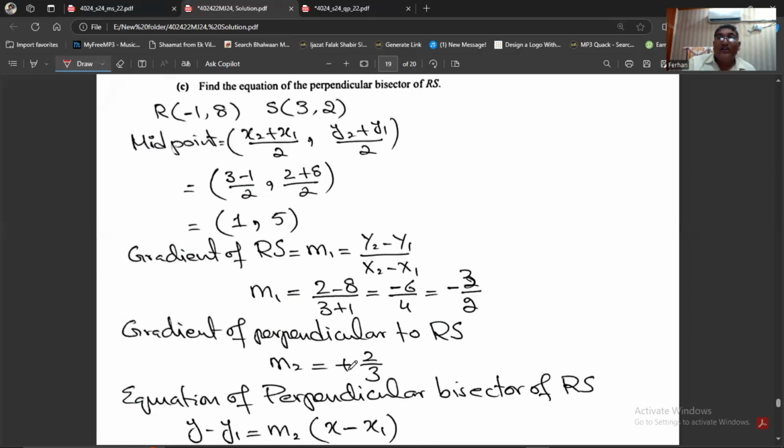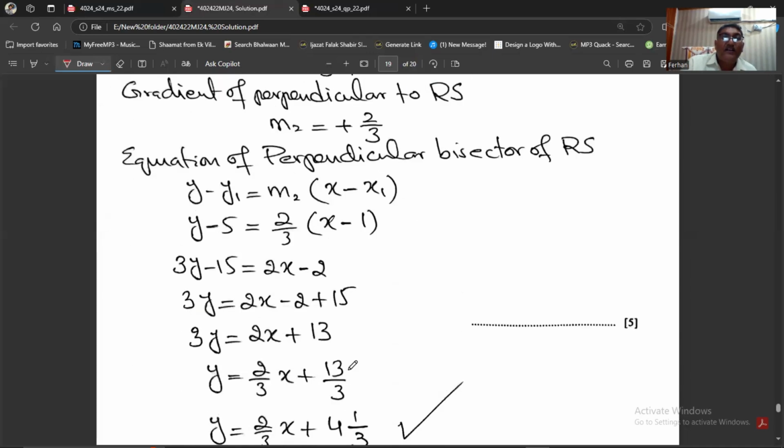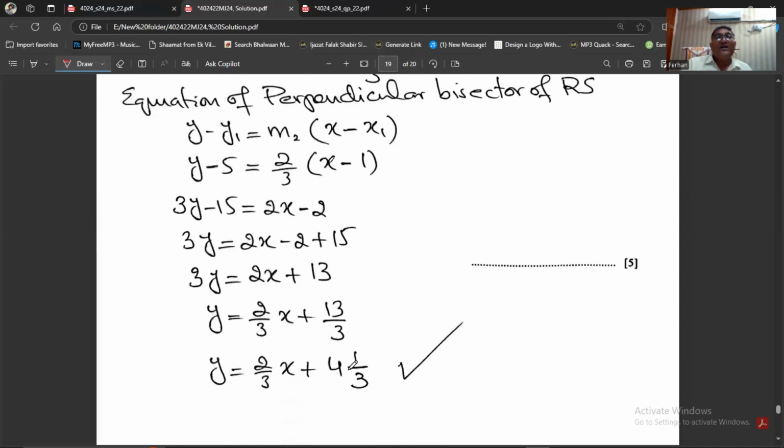Then we want to find the equation of the perpendicular bisector. So I'm going to use the midpoint and the gradient of the perpendicular, and I will find the equation. The formula is y minus y1 equals m2 times (x minus x1). So y minus 5, I'm using the midpoint, equals 2 by 3 into (x minus 1). This 3 will go to the other side, it will multiply. So you will have 3y minus 15, and this 2 will multiply with the bracket. 3y minus 15 equals 2x minus 2. So 3y equals 2x minus 2 plus 15. So 3y equals 2x plus 13.